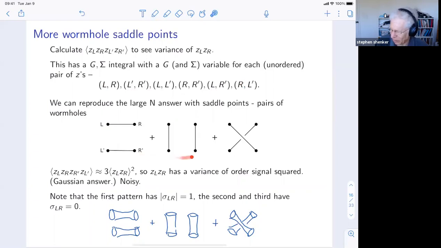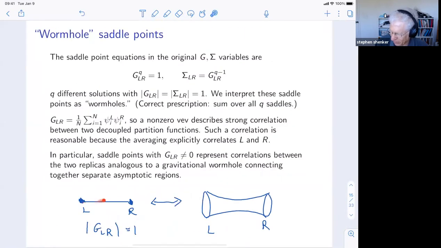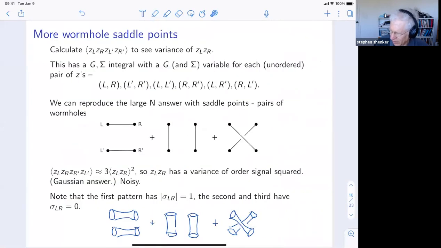And you can find this set of saddle points where that line corresponds to picking this thing to have magnitude 1. I won't worry about the summing over these Q things here. It all works out. Well, you can have left right being 1, and L prime R prime being 1, and L L prime being 0, L R prime being 0. So there's that configuration. There's that configuration. And there's that configuration. It turns out there are other saddle points that don't make a contribution. Either they're subleading at large N or they're off the integration contour. So then you can see that this moment is 3 times the 2-point function squared. So Z_LR has a variance of order the signal squared again. You can see that these pictures are the dimensional reduction of these pictures.